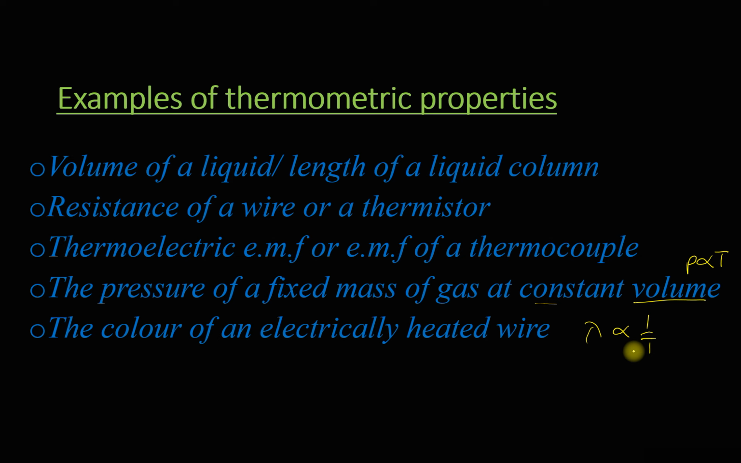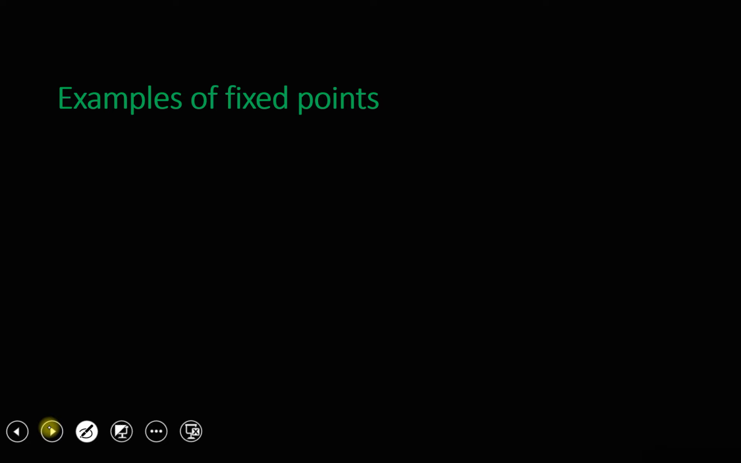So these ones are physical properties. We call them physical because we can easily observe them. They are physical properties which vary linearly with the temperature. Then let's talk also about the fixed points, examples of fixed points. Like I mentioned, in IGCSE you mentioned two fixed points. Remember, I said these are 2 degrees of hotness which can easily be reproduced.